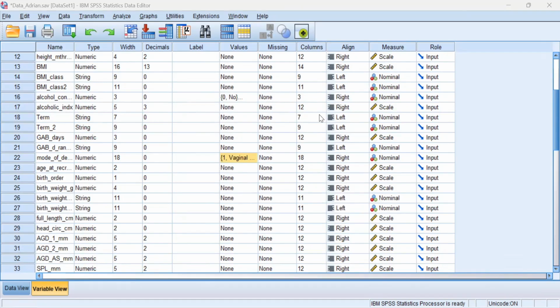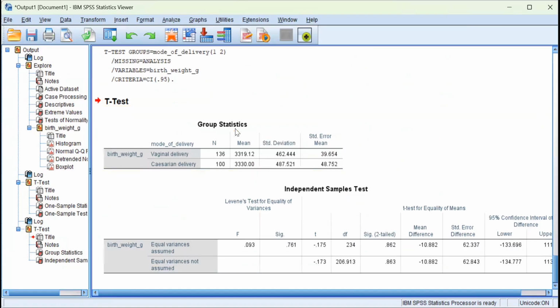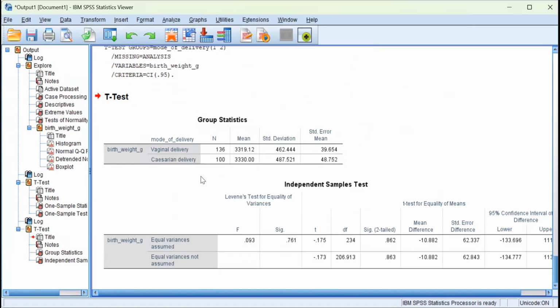So our t-test begins with group statistics. It first of all tells us how many babies were born under normal vaginal delivery. We have N, 136. We have the mean, the standard deviation, and the standard error. And then we have cesarean delivery. There were 100. We have the mean, standard deviation, and standard error of the mean. Let me see.